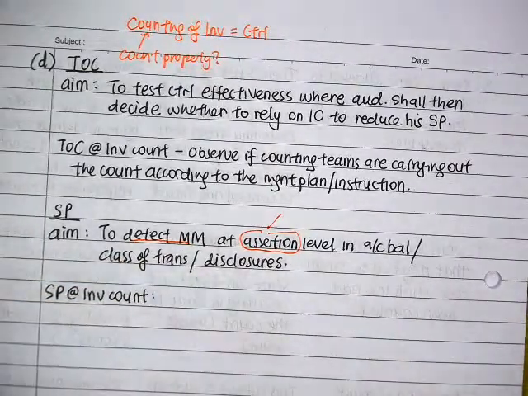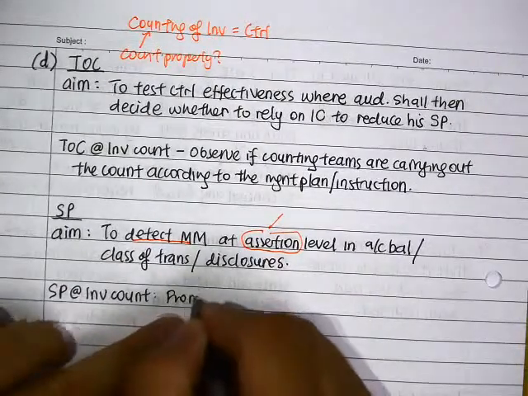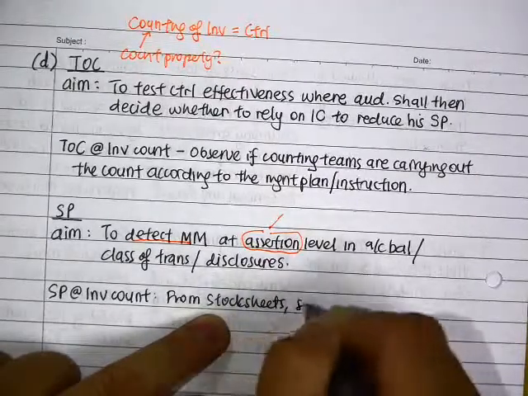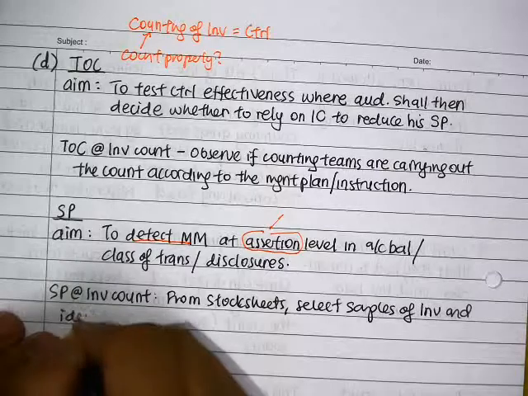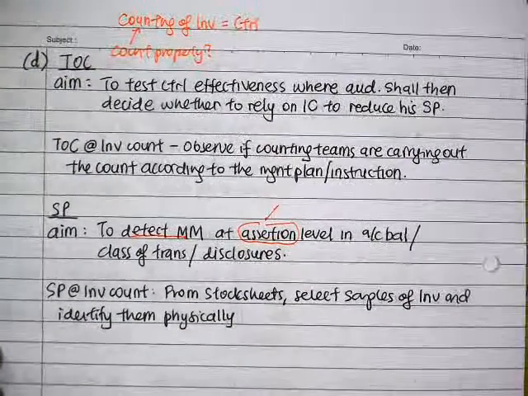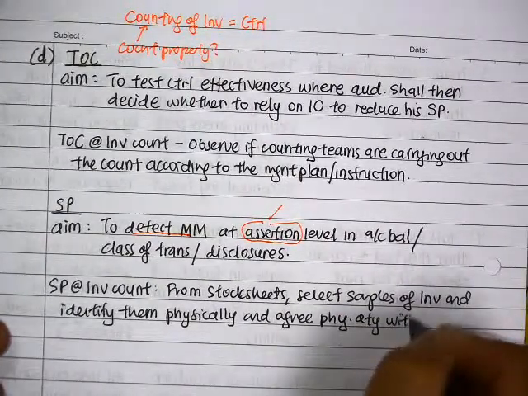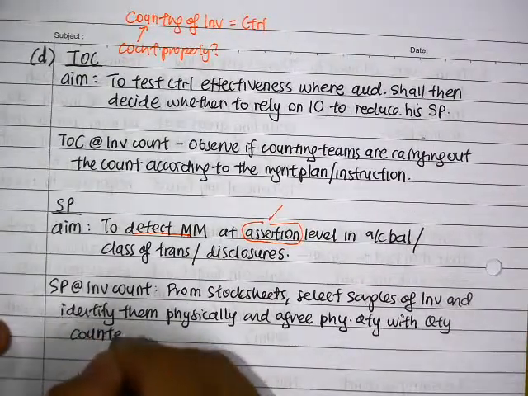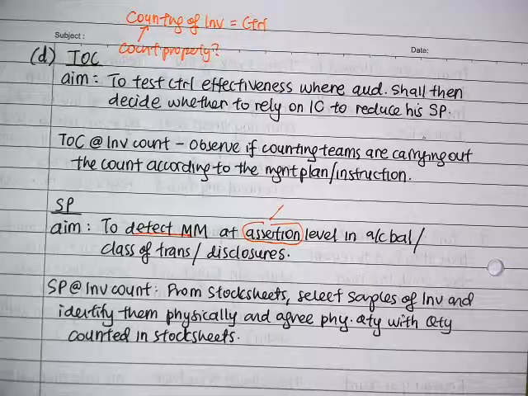Now, what are examples of SP when you do inventory count? Okay, for example, I want to know if my stock quantity is counted correctly. We can do existence completeness test. Okay, existence is one important assertion we need to support. So what I'll do is, from the stock sheets, I'll select a sample of inventory and then identify them physically and agree the physical quantity with the quantity counted in the stock sheets. Now that is substantive procedure.